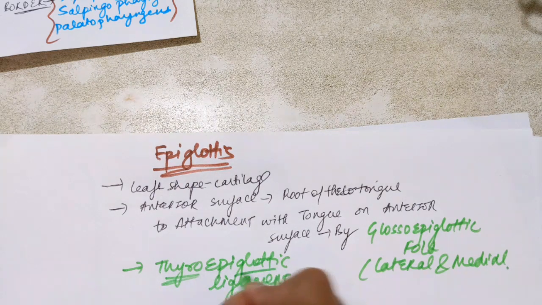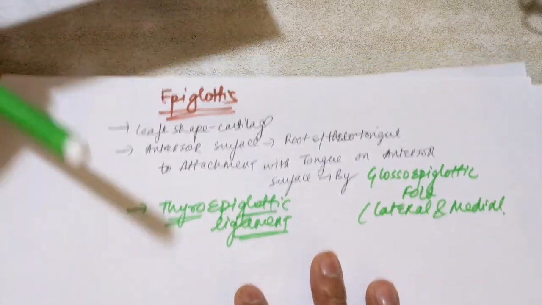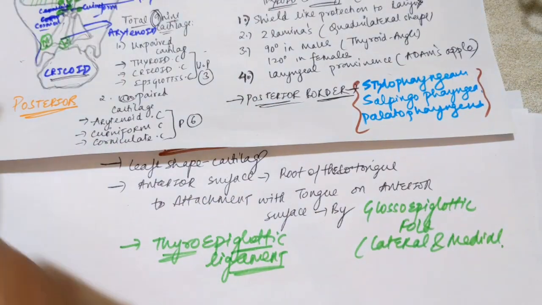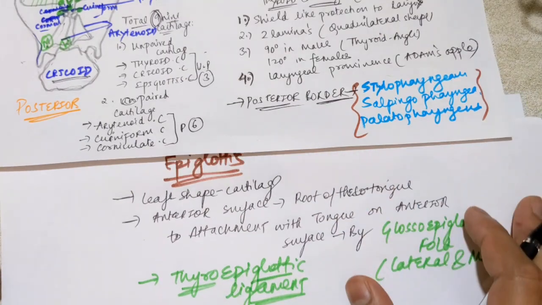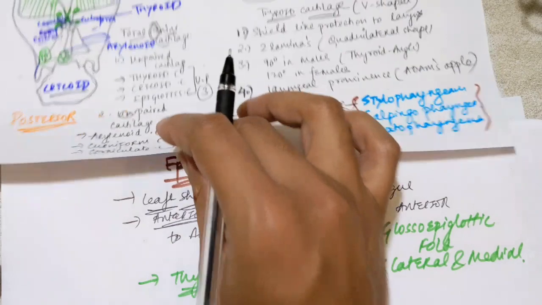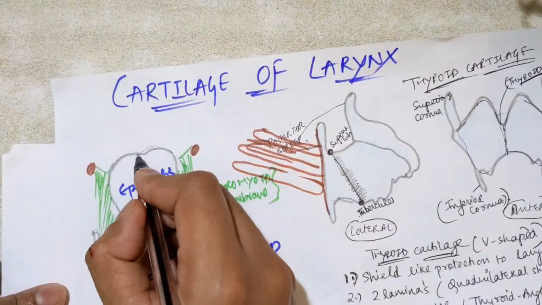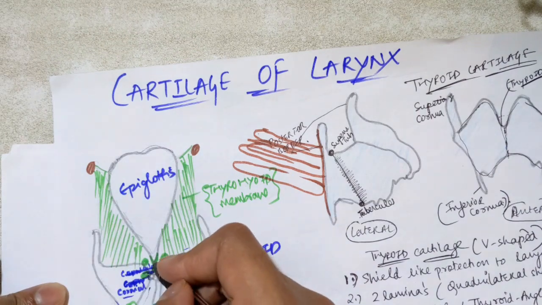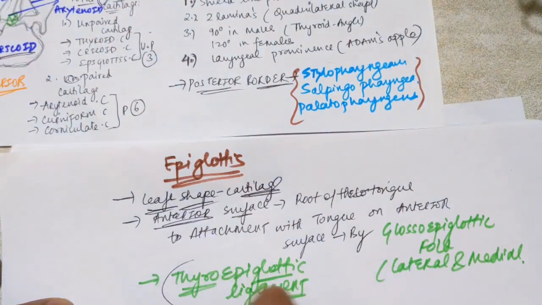Its function is actually to close the inlet of the larynx when the person is swallowing the food. Its function is closing the inlet of the larynx while a person is doing deglutition, or swallowing the food. So it was a basic feature for this epiglottis, a leaf-shaped cartilage. It has 2 surfaces, anterior, and this one is your anterior border. On the anterior surface, it goes till the tongue, and on the base or inferior, there's a stalk part of the epiglottis. It attaches with the thyroid cartilage with the thyroepiglottic ligament.